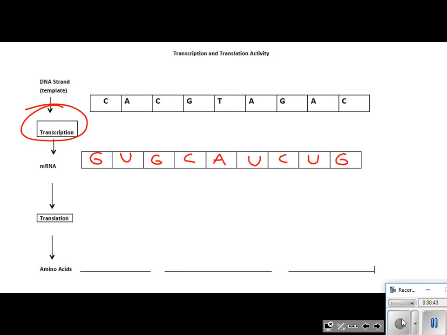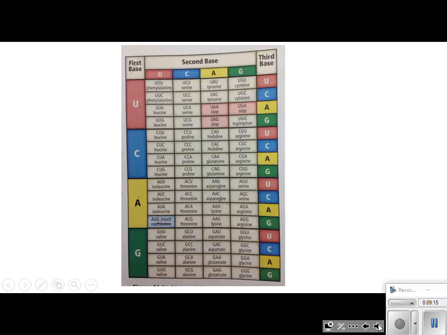Okay? Now, if you look on your codon chart, see where it says on the left-hand side, first base. In the middle, second base. And on the right, third base. Now, we're not talking first base and third base like a baseball field. We're talking about nitrogenous bases. Okay? So, right here is the chart that you have, right?